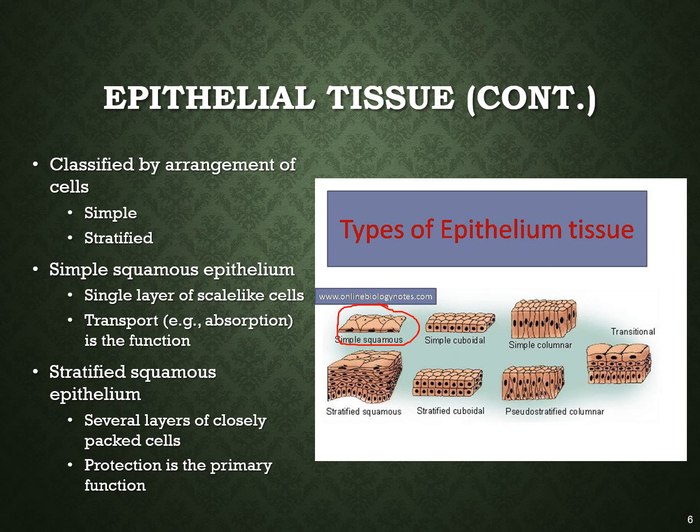The second type of squamous epithelium that we're going to talk about is this stratified squamous that I'm circling in green. Stratified squamous epithelium is composed of several layers of closely packed scale-like cells, and its primary function is protection. And a good example of this is our skin.